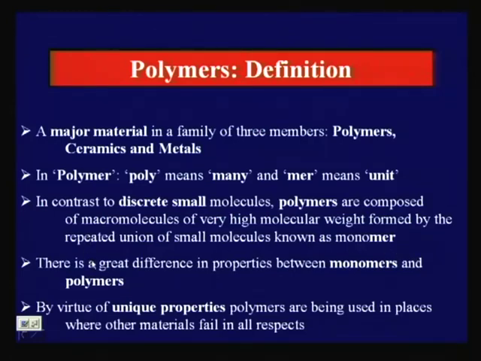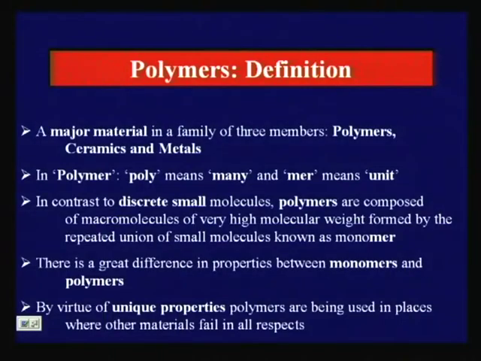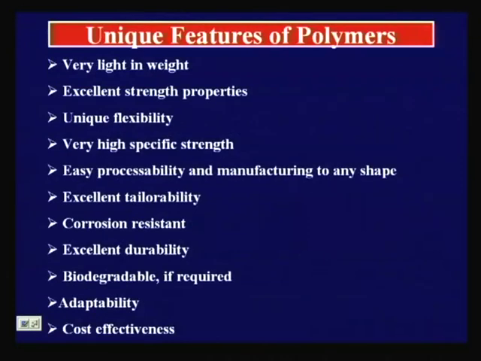By virtue of their very high molecular weight, there is a large difference in properties between monomers and polymers, or discrete molecules and polymers. You will gradually come to know how much is the difference. And by virtue of their macro nature, these polymers have certain unique properties which have placed them on top of other materials, and we will gradually realize. Now, what are these unique features of polymer materials over other materials, say metals and ceramics?